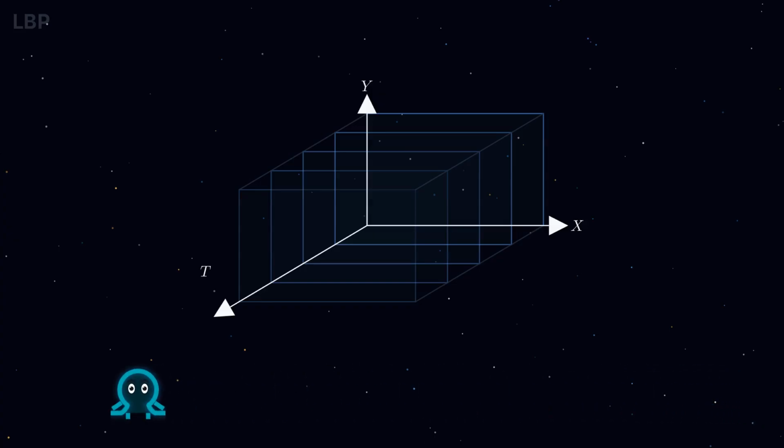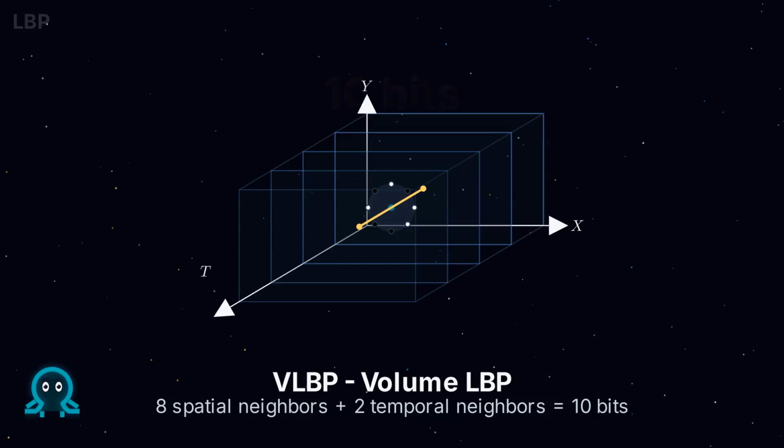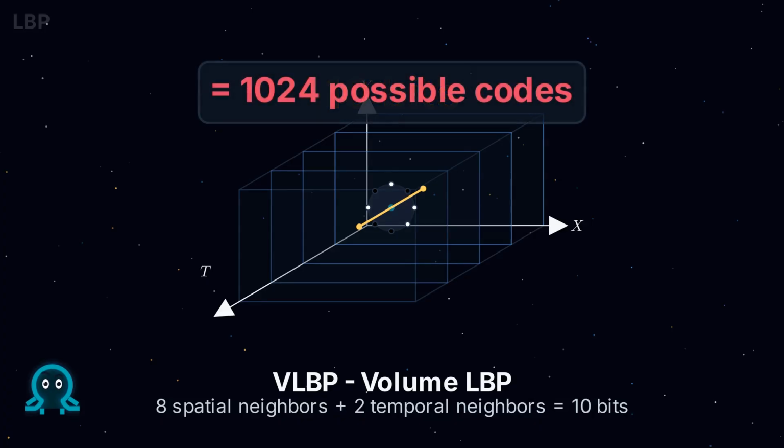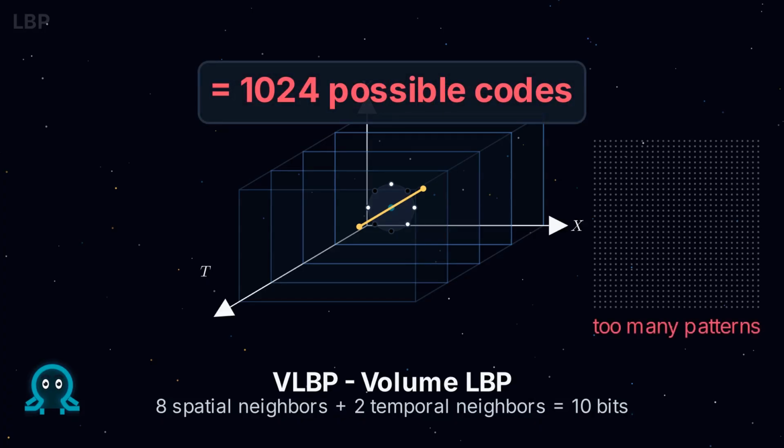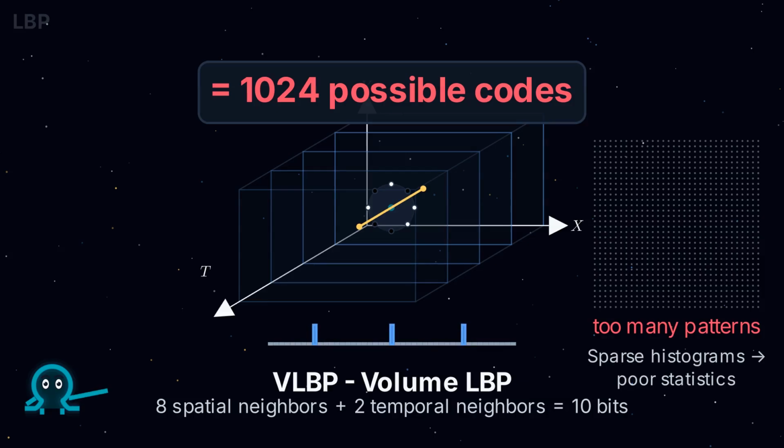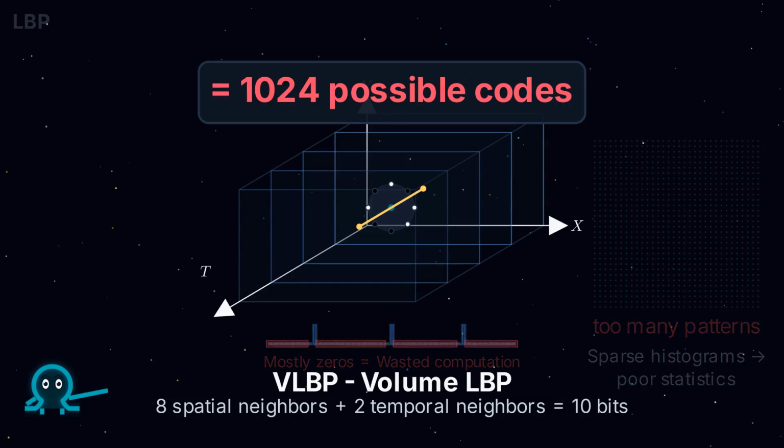The first extension is VLBP, or volume LBP. The idea is simple. Add the pixel's value at the previous and next frames as 2 extra comparison points, alongside the 8 spatial neighbors. This gives a 10-bit code, yielding 1024 possible patterns. With multiple histograms, the resulting feature vector becomes enormous, making computation and matching highly expensive.